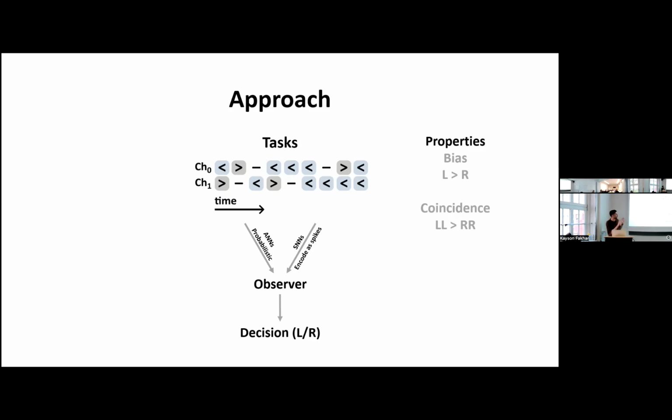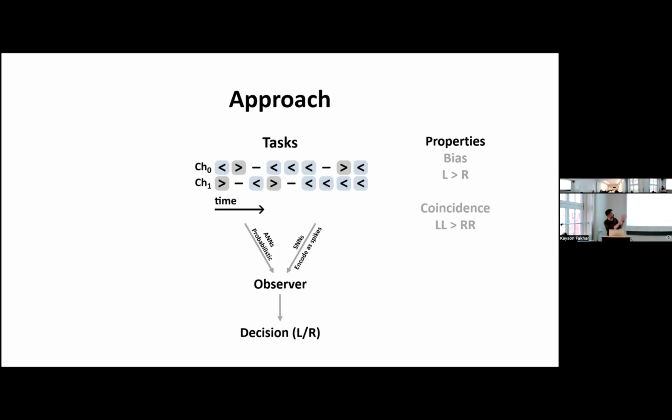Across the talk, we'll cover a whole family of these types of tasks, but they all share two general properties. One is the bias in one direction or the other. And the second is the amount of coincidence, which we define as when both channels signal the same direction simultaneously. So in this trial, the last time step is what we'd call a left coincidence. Both channels signal left simultaneously.